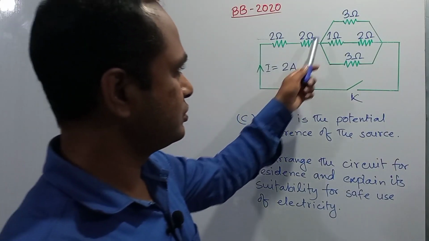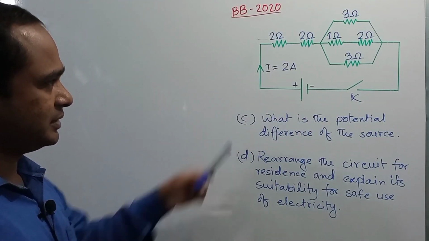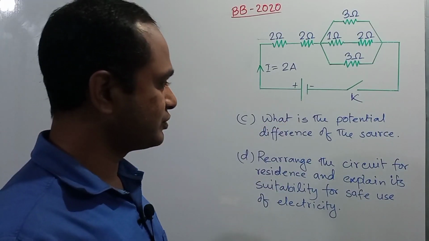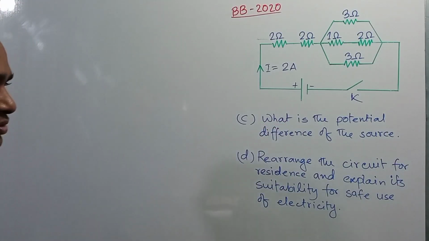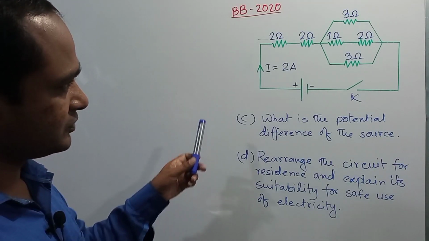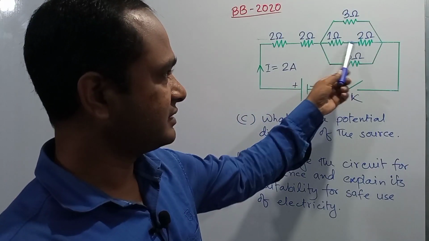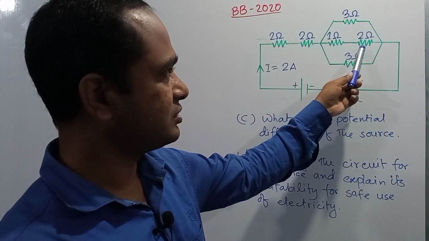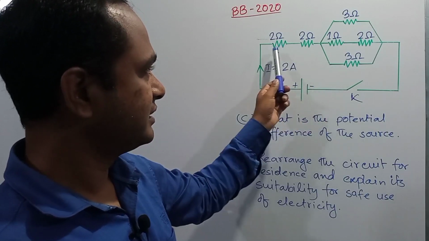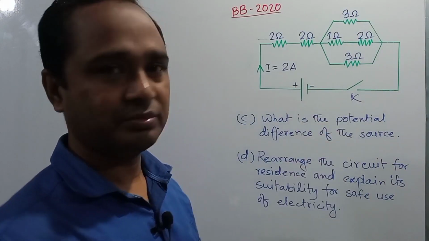Here 1, 2, 3, 4, 5, 6 resistances are connected in different combinations. The main current of the circuit is 2 ampere. The electromotive force or potential difference of the source is not given here, right? You know, here 1 ohm and 2 ohm are connected in series, and this series combination is connected parallel with the 3 ohm and this 3 ohm. And finally this 2 ohm and 2 ohm are connected in series with this combination.